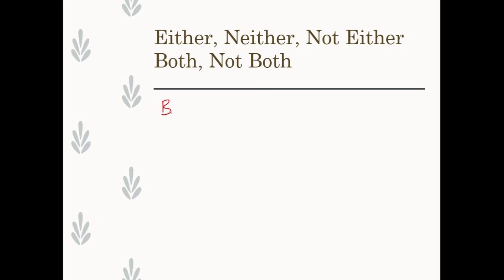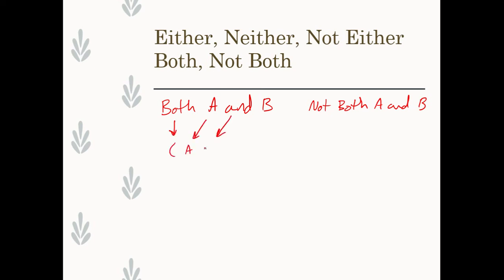Both A and B, or not both A and B. Both tells us set your parenthesis, then you carry your A down, carry your and down as a dot, carry your B down.